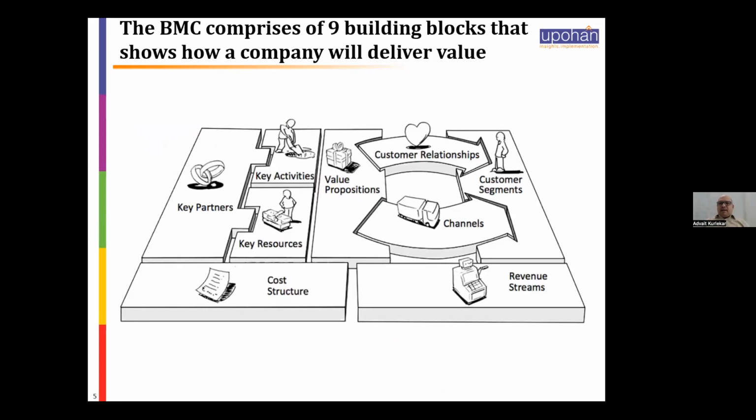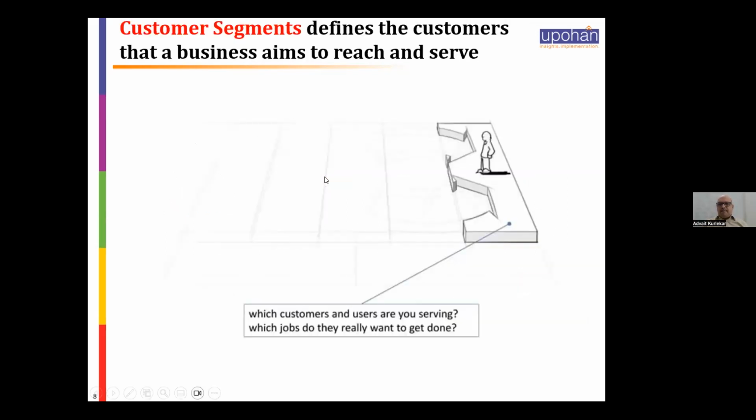So, like I mentioned, there are 9 building blocks that show how a company will deliver value to its customers, of course. And this is what the entire business model canvas is. Normally in the English language, we would read from left to right and top to bottom. We still read top to bottom, but in the business model canvas, we need to read from right to left and not left to right, which means we start with the rightmost on the top, which is the customer segments.